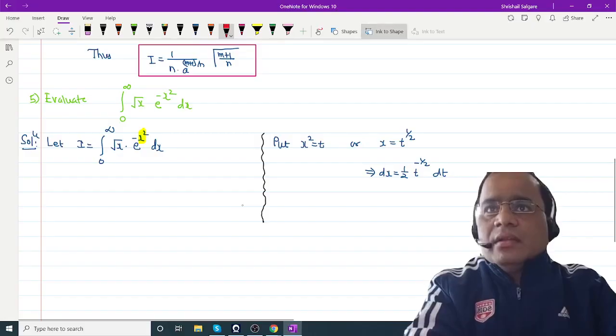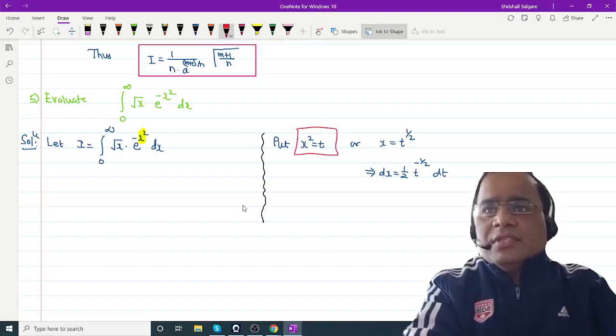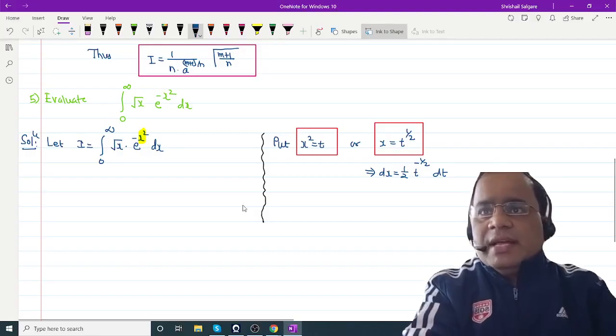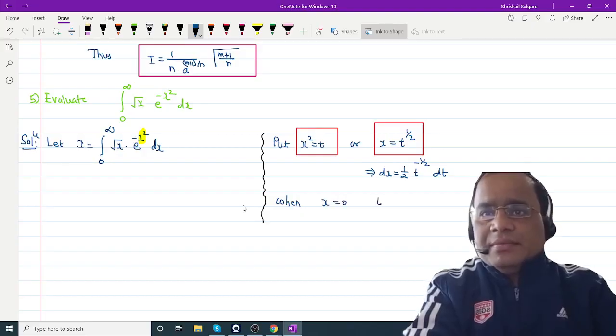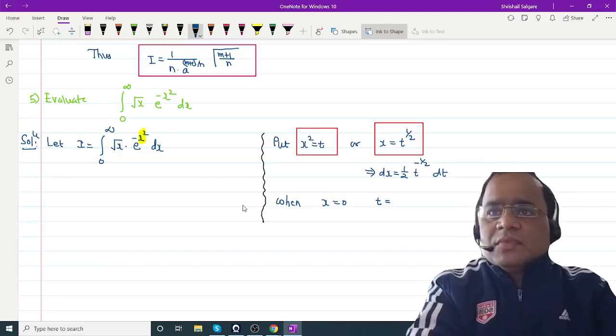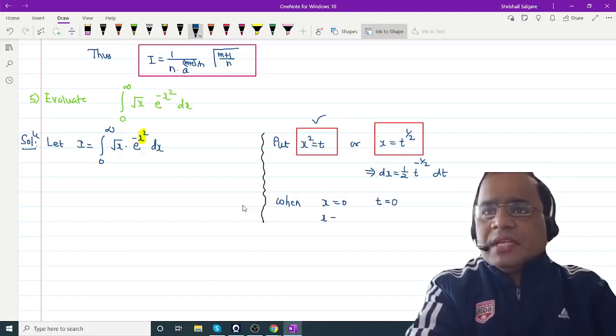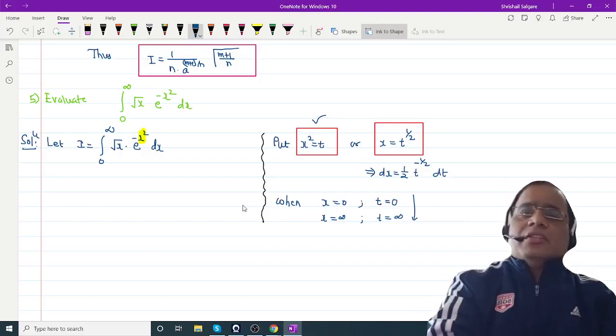Now to find the limits, either you can use this substitution or this substitution as per your convenience. As per the given limits, when x is equal to 0, now what is your t? You can use this substitution. x equal to 0, t is also 0, right. Now x equal to infinity, what is t? Infinity square, again infinity. That means again the new limits you are getting are 0 to infinity.